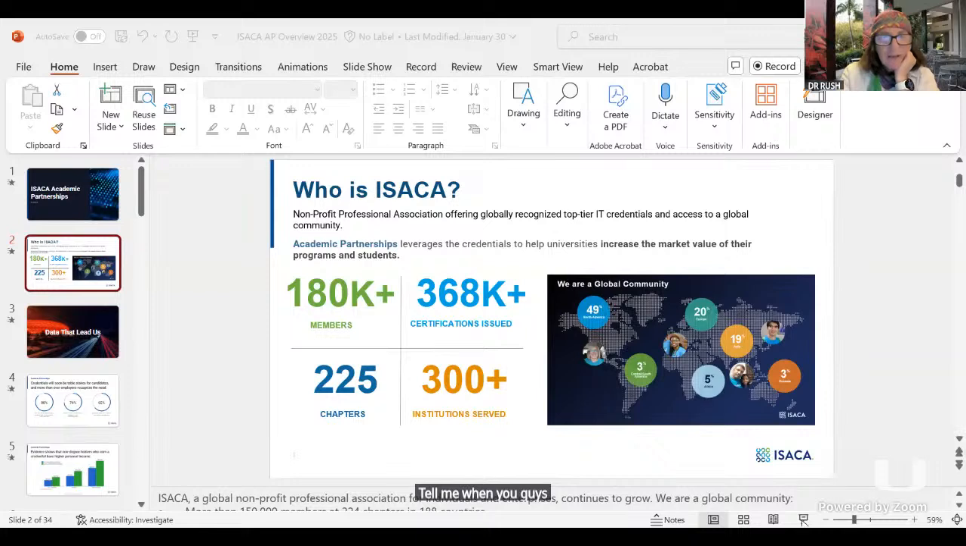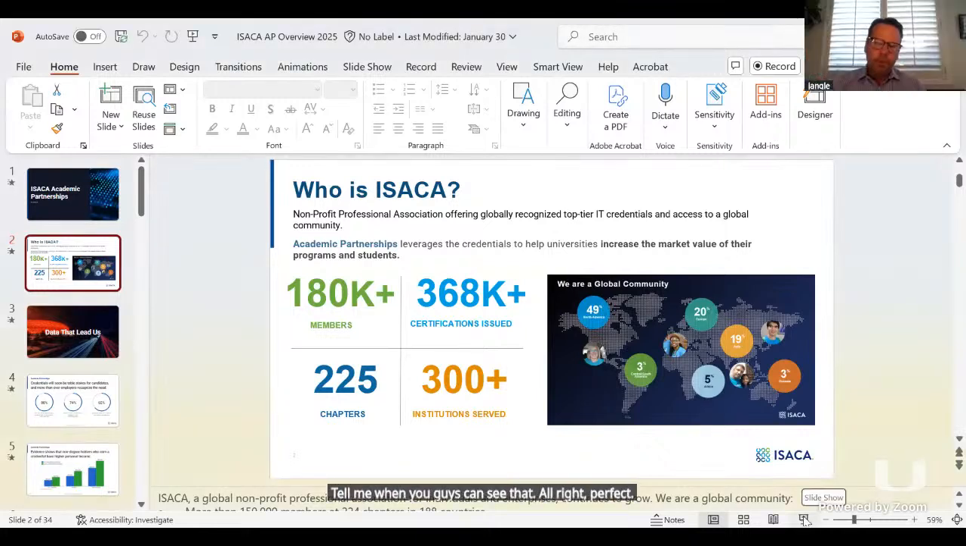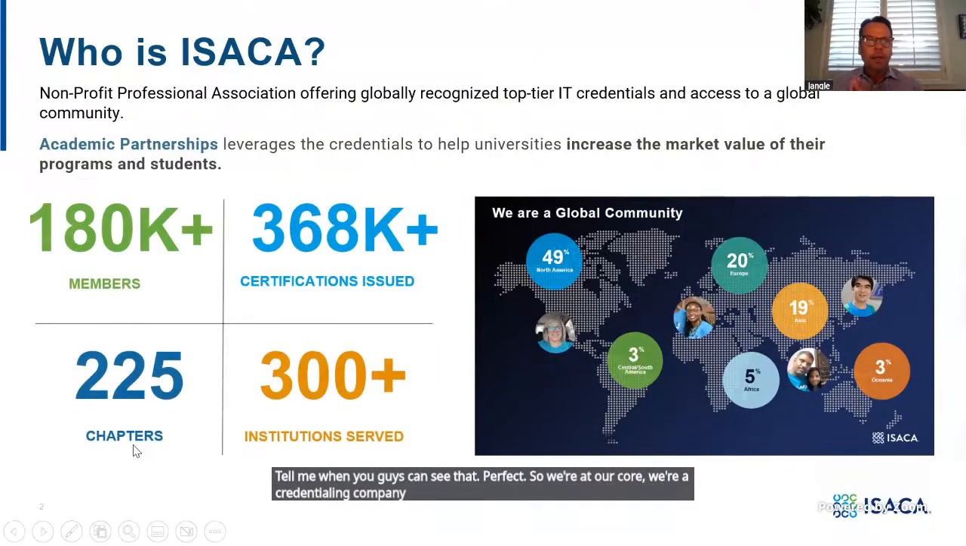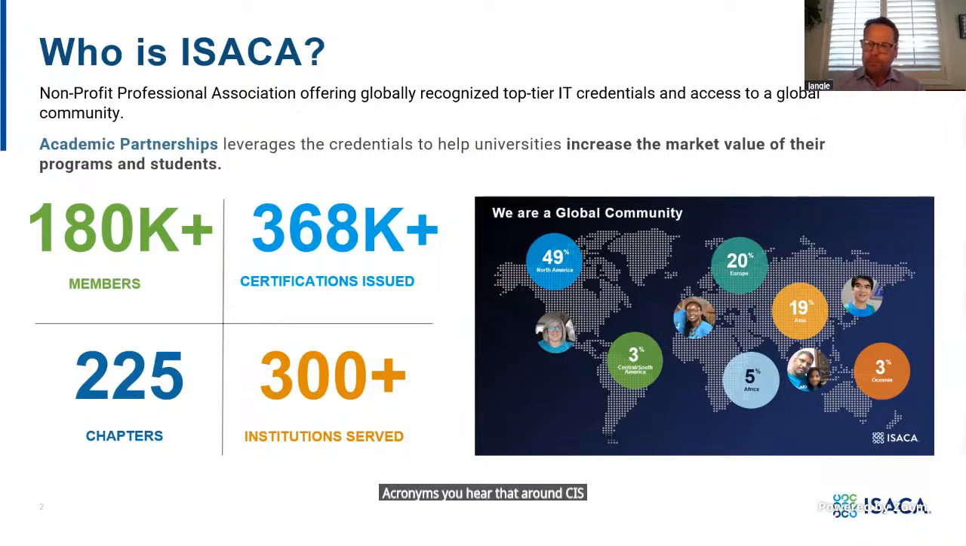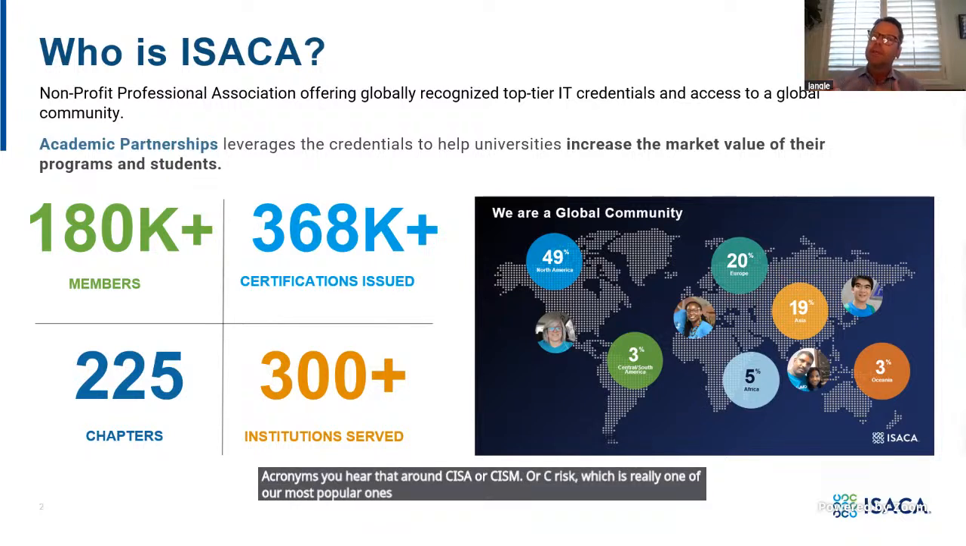Sure. So this is what ISACA is known for. Tell me when you can see that. Yes, we got it. All right, perfect. At our core, we're a credentialing company. We do some of the higher-level credentials that you'll probably see in your work experience around governance, risk, compliance, audit, and cybersecurity. There'll be acronyms that you hear, like CISA or CISM or CRISC, which is one of our most popular ones. What allows us to operate in these different domains really comes through the fact that we're also an association.